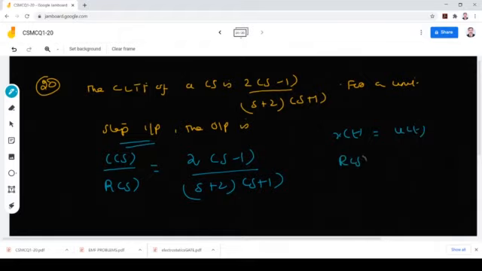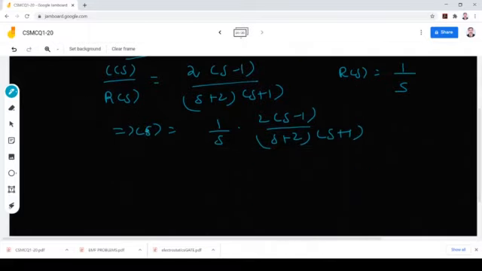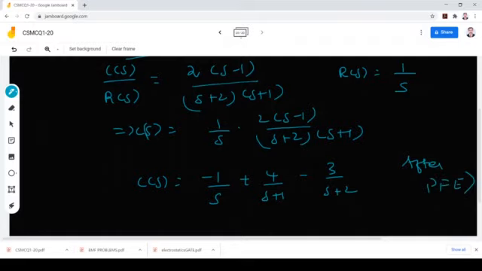So what is R(s)? The Laplace transform of a unit step is 1 by s. This implies C(s) is equal to R(s) times the transfer function, so 1 by s into 2(s minus 1) divided by (s plus 2)(s plus 1). Take partial fractions. C(s) will become minus 1 by s plus 4 by (s plus 1) minus 3 by (s plus 2) after partial fraction expansion.